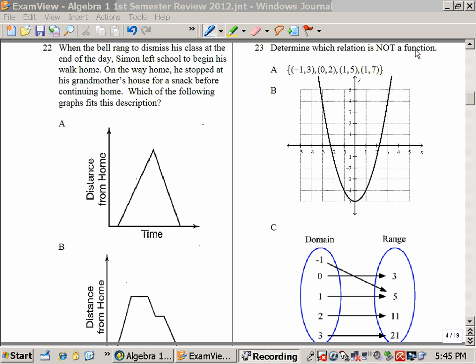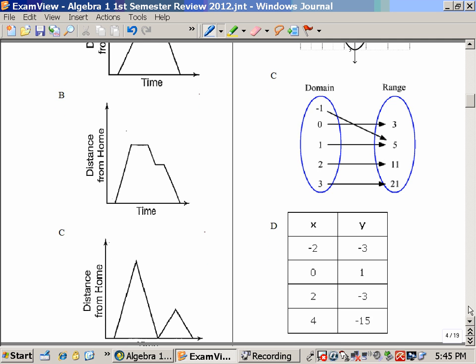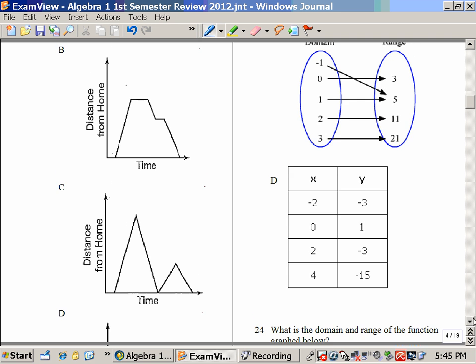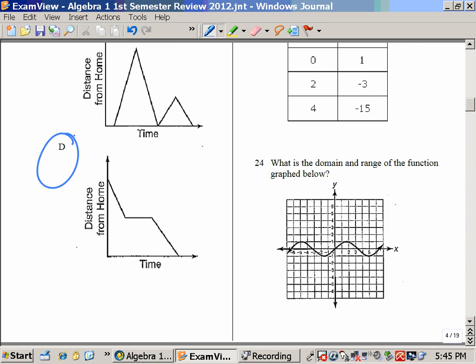Well, I can tell that A, he never stopped. He went and then he came back home. So A cannot be right. B doesn't look right because that's showing him at home and then increasing and then returning to home. C is not right because he did not stop. D is the correct answer because you can see he is getting closer to home, stopping, and then going on home.